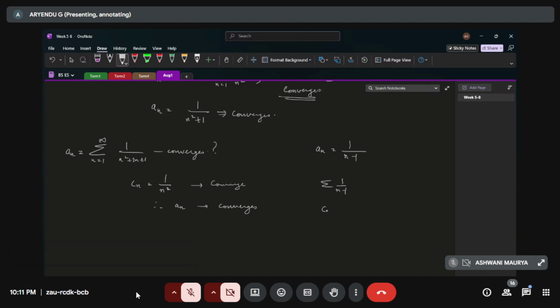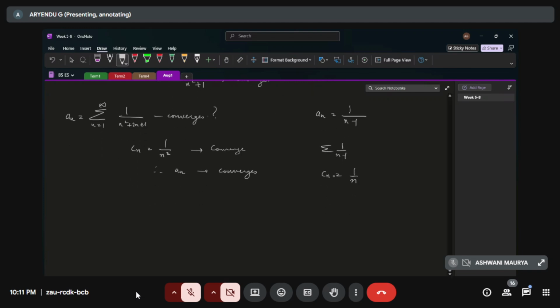Similarly, we can take the comparison Cn is equal to 1 by n. So here we can see 1 by n minus 1 will always be greater than 1 by n. So here this rule cannot work. That is the difference. Here we have to use the divergence rule.